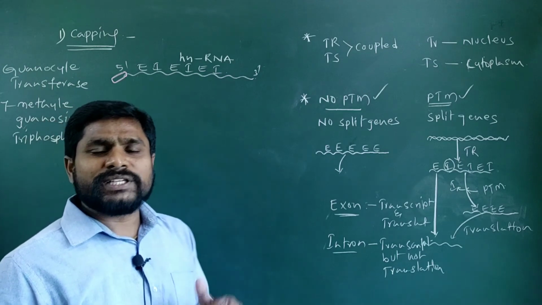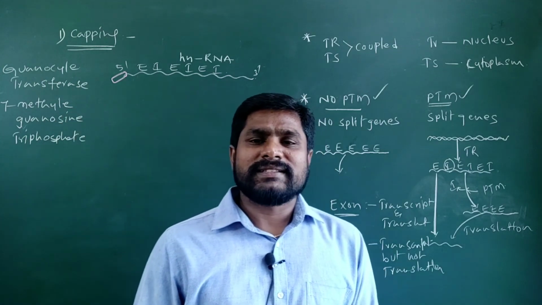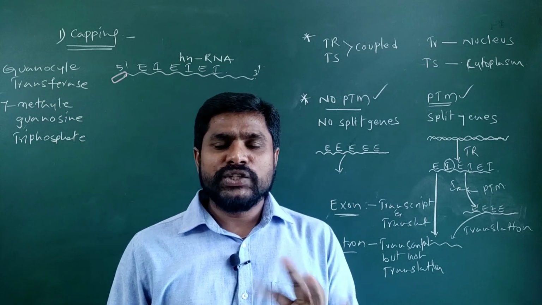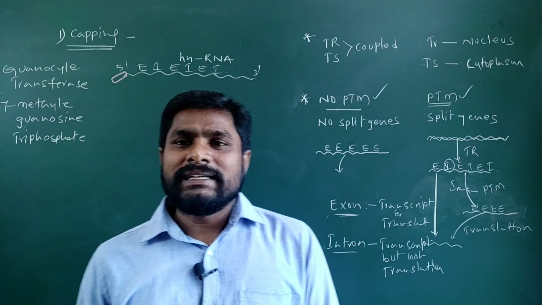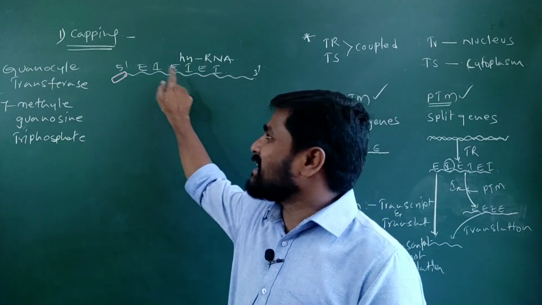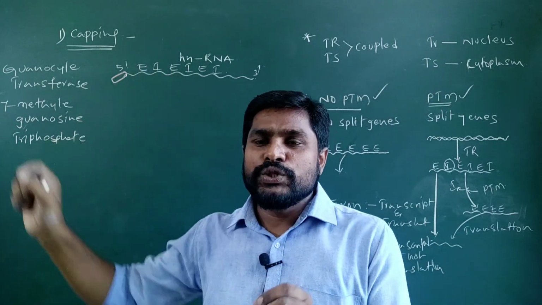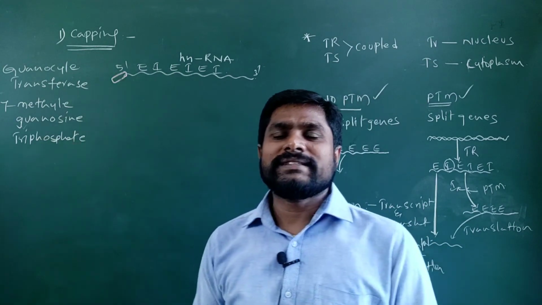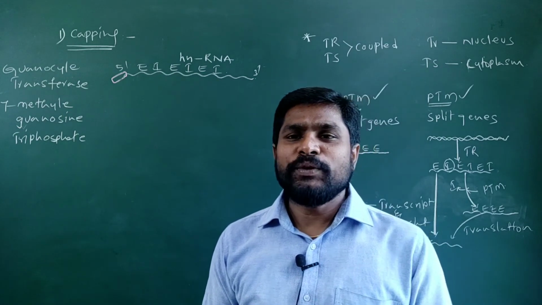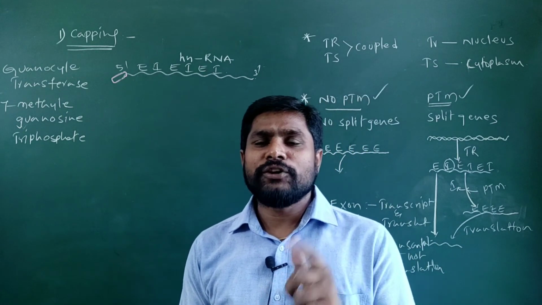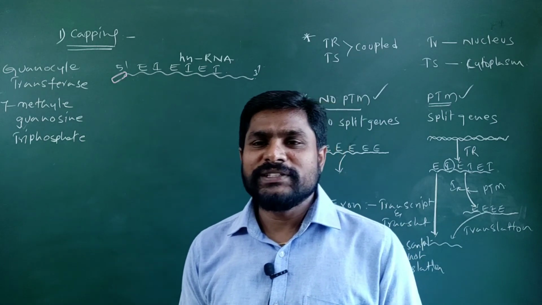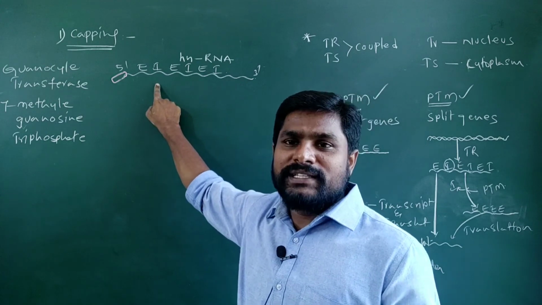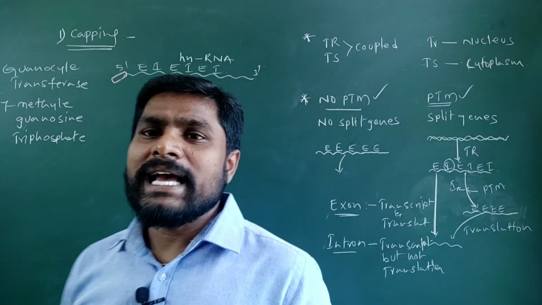This cap region protects this primary RNA transcript in the nucleus from the action of exonucleases, because the exonucleases cannot recognize this heterogeneous nuclear RNA as it consists of an unusual nucleotide at its 5' end. Another function of this cap region is to transport this mRNA molecule to the site of protein synthesis. The sites of protein synthesis are ribosomes during the translation process. This is about the first step, that is capping.